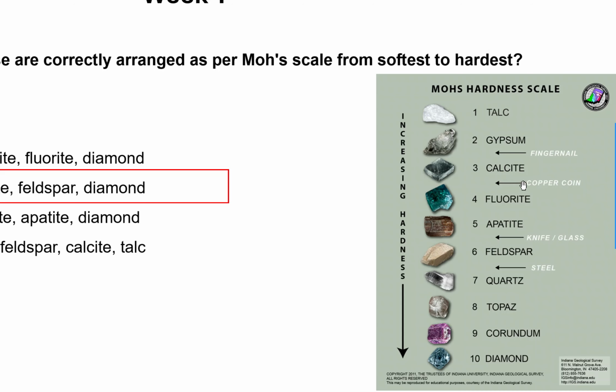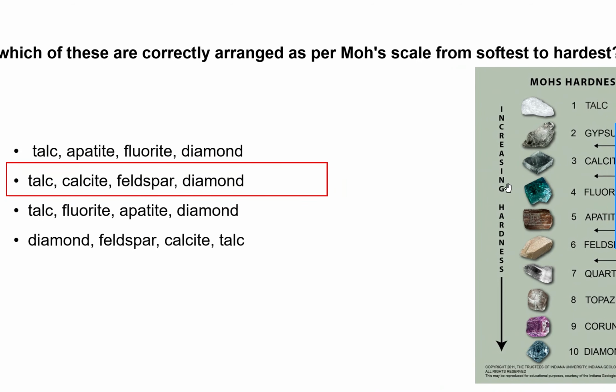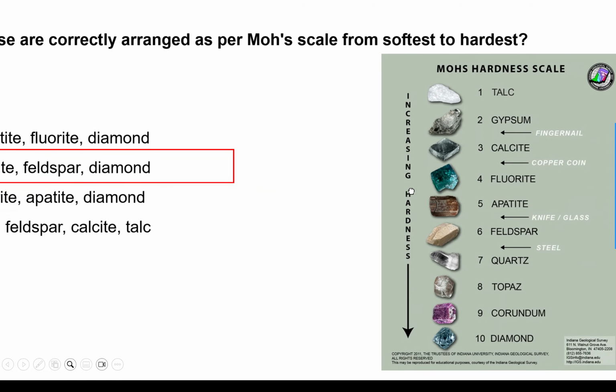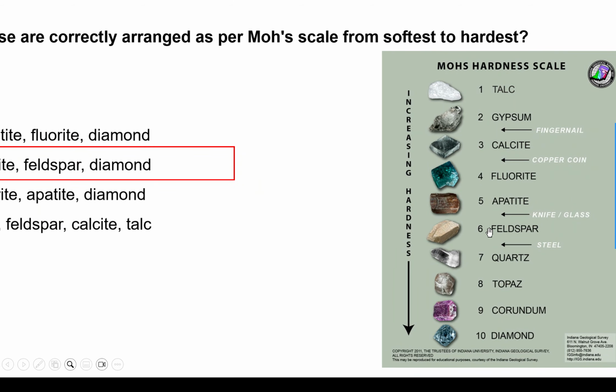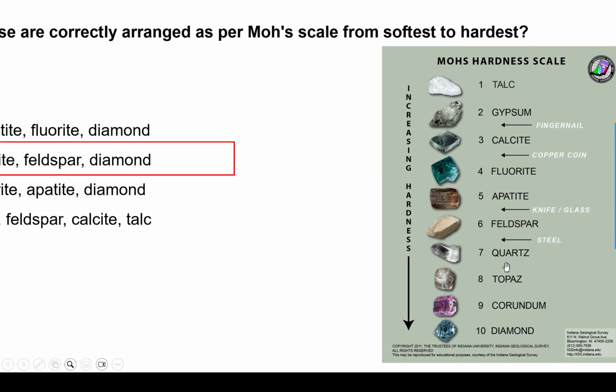And coins are around calcite. That's what we have here. Feldspar is much harder than that, and diamond is the hardest. There are synthetic materials that have been created that are much harder than diamonds, but among naturally occurring materials, I think, if I'm not wrong, diamond is the hardest.